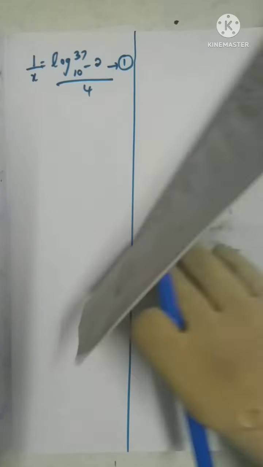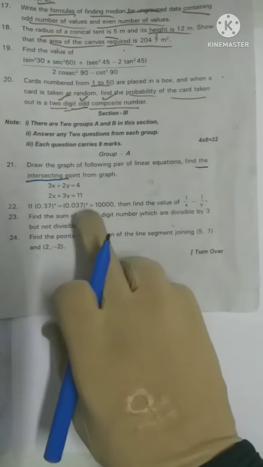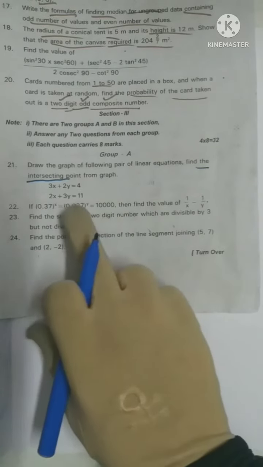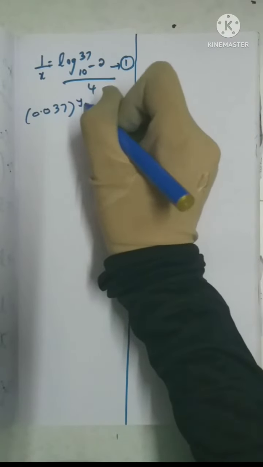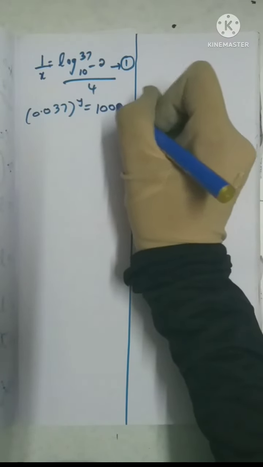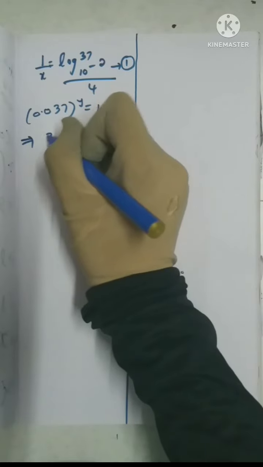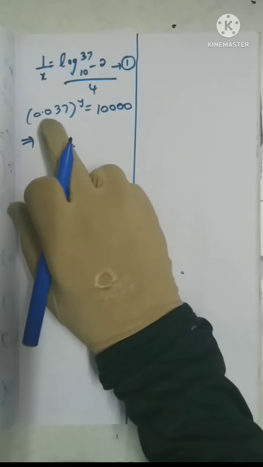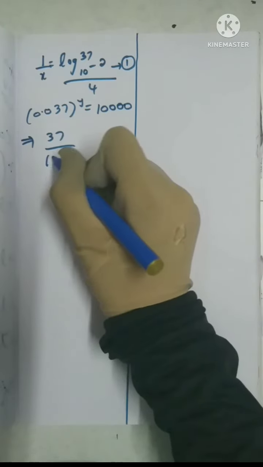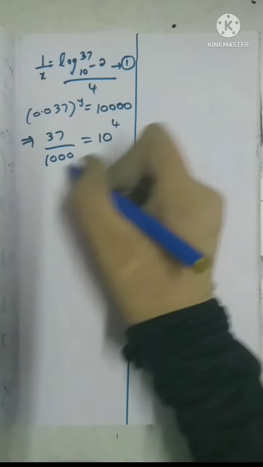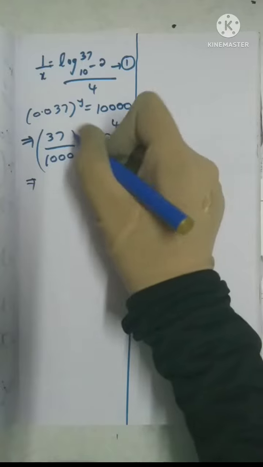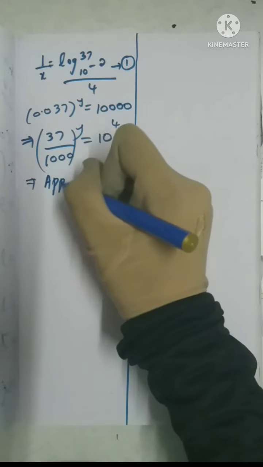Now remember, what did we have? 0.037 power y is equal to 10,000. This can be written as 37 by, how many places are there after the decimal point? 1, 2, 3. So this can be written as 37 by 1000 to the power y is equal to 10,000, which is 10 power 4, since there are 4 zeros. Now apply log on both sides similarly.